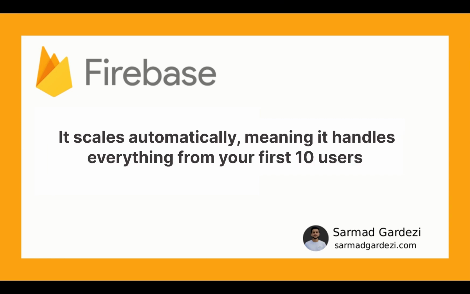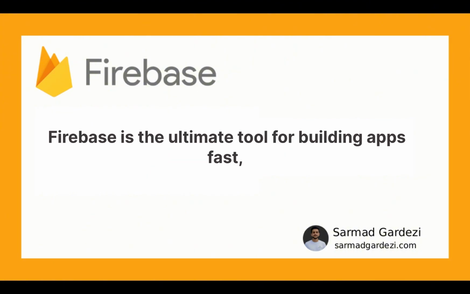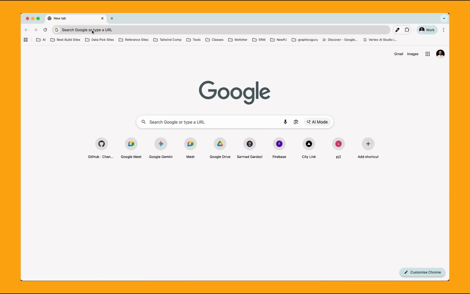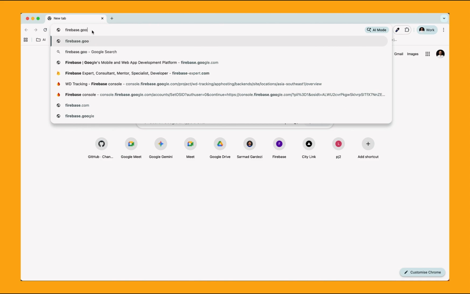It scales automatically, meaning it handles everything from your first 10 users to your first 10 million, letting you focus entirely on the front-end experience. Firebase is the ultimate tool for building apps fast, and today, I'm going to show you how to set it up from scratch. First, head over to firebase.google.com and sign in with your Google account.